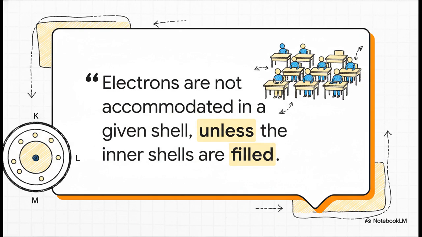Now let's look at the third rule, which is all about the filling order. It's very straightforward. It says that the shells have to be filled in a step-by-step manner. Think of it like this. Imagine you're filling seats in a classroom. You have to fill the first row completely before anyone can start sitting in the second row, right? It's the same idea. The K shell must be completely full before a single electron can enter the L shell.